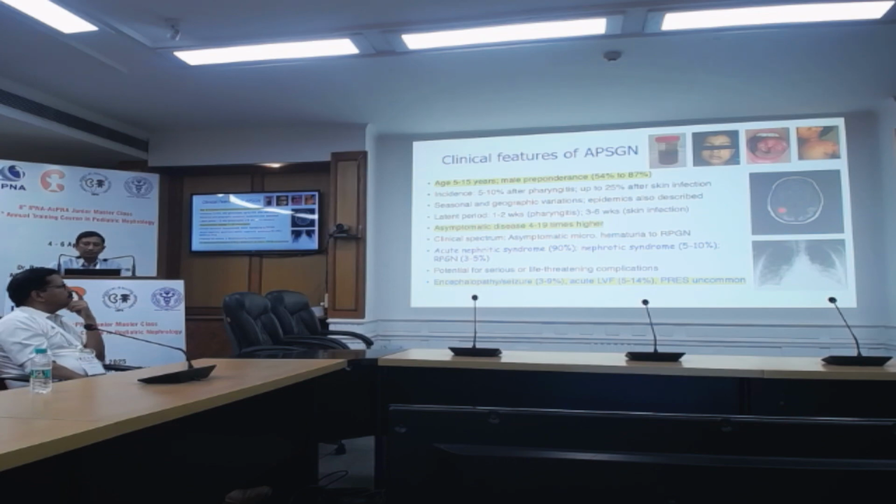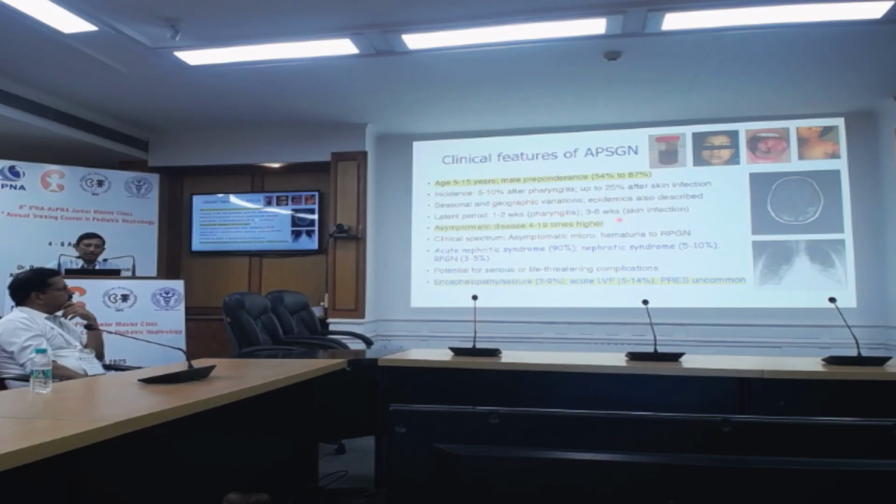So the clinical features of post-streptococcal glomerulonephritis I have just discussed with the case. Most of the time, these patients fall in the age group of 5 to 15 years. It's rare to see post-streptococcal glomerulonephritis below 3 years of age. Usually there is a male preponderance, and 5 to 10% of these cases follow pharyngitis, and a larger number of patients generally follow skin infections. There are seasonal and geographic variations, and epidemics have also been reported, not just in the pediatric age group, but also involving adults. The latent period following an infection is usually 1 to 2 weeks following a sore throat, and around 3 to 6 weeks following skin infections.